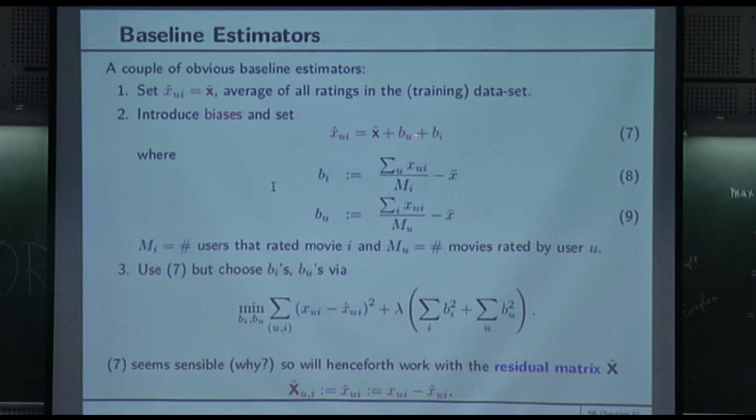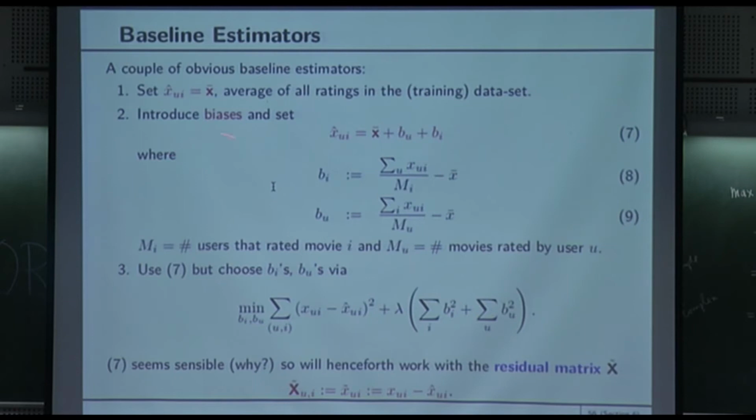These were biases that were added in for the user, and there is a bias for the movie, where b_i is the sum of x_ui minus x bar, divided by m_i, where m_i is the number of users that have rated movie i. b_u is the sum over i of x_ui minus x bar, divided by m_u, where m_u is the number of movies rated by user u. So these are some biases that you can add to this, and essentially what you're trying to do in that case is choose b_u and b_i that minimize the mean square error between x hat ui and the right hand side.